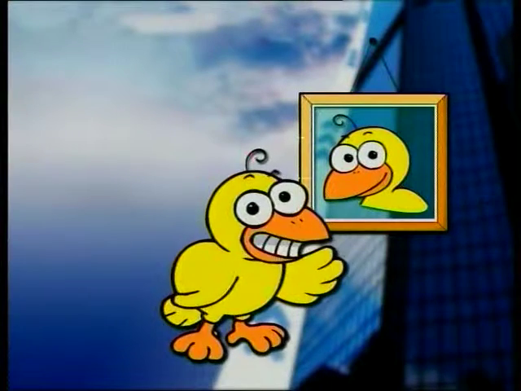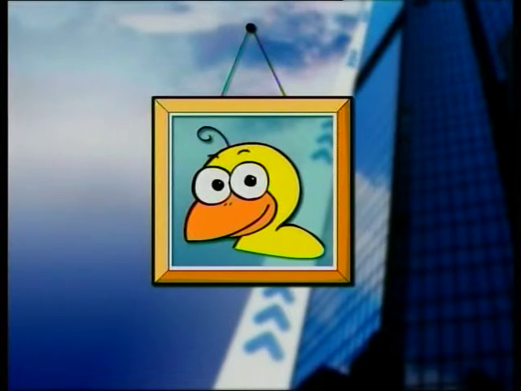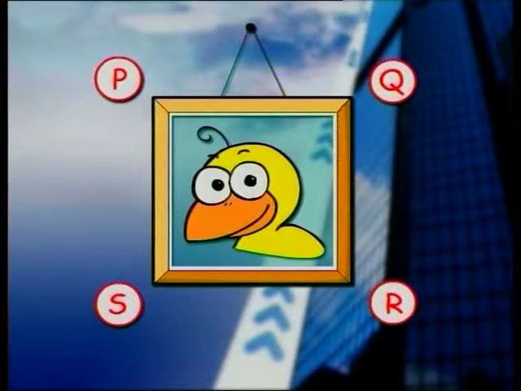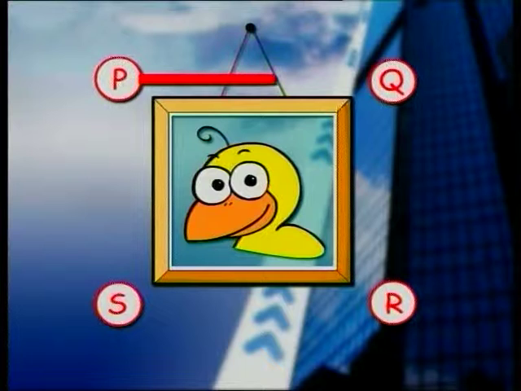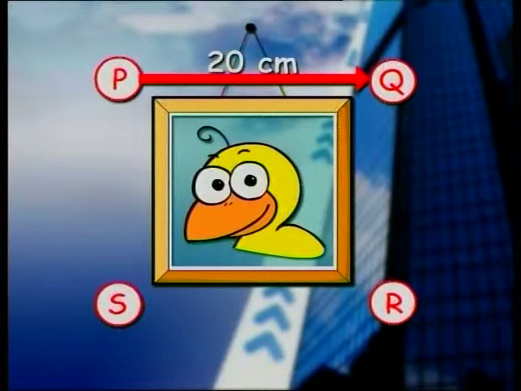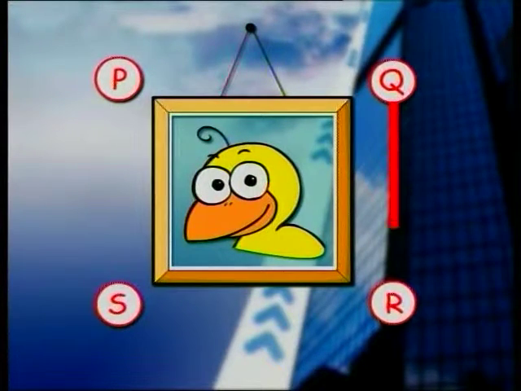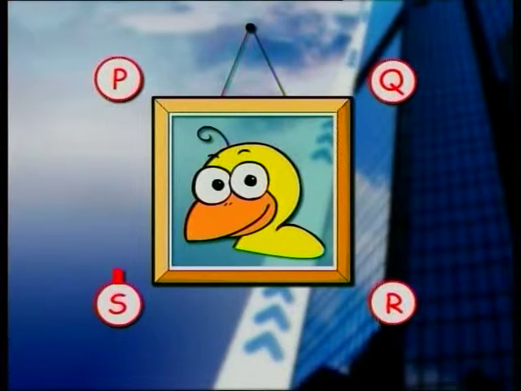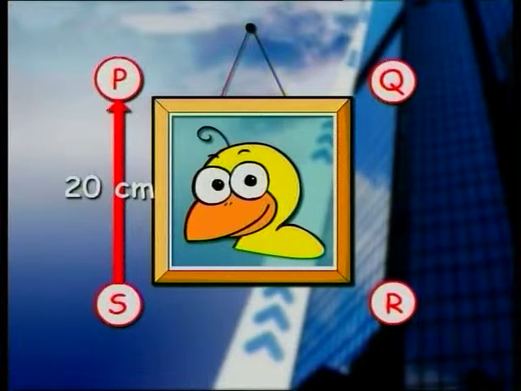Wow! Look at this painting. It is square in shape. P, Q, R, and S. It has the same length of sides. The perimeter of this painting: length P to Q is 20 centimeters, Q to R is 20 centimeters, R to S is 20 centimeters, S to P is 20 centimeters.